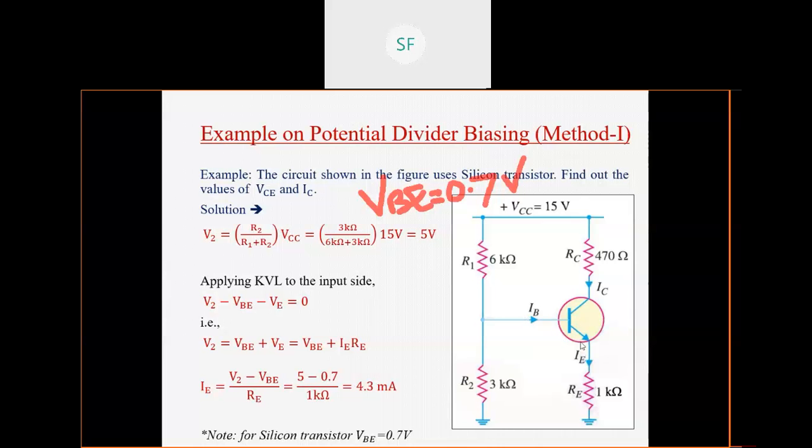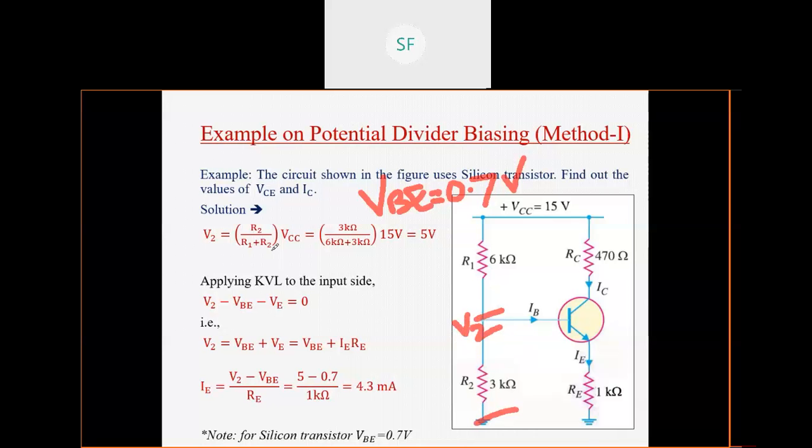So now this is the circuit. Again the values are given. R1 is 6 kilo ohm, R2 is 3 kilo ohm, VCC is 15 volt, RC is 470 ohm. Remember, this is 470 ohm, not kilo ohm. Then RE is 1 kilo ohm. So this circuit is given. Now for method 1 you need to find V2 first. V2 is nothing but the voltage drop across R2, meaning the voltage between these two points.